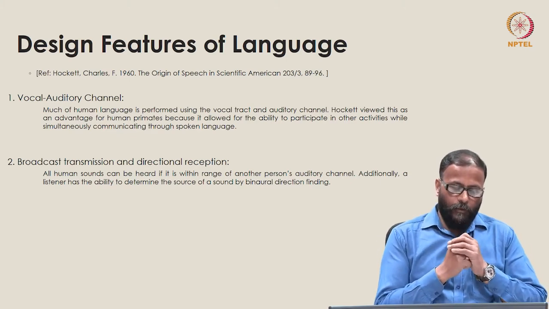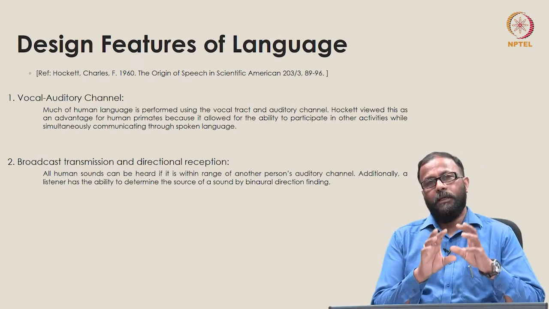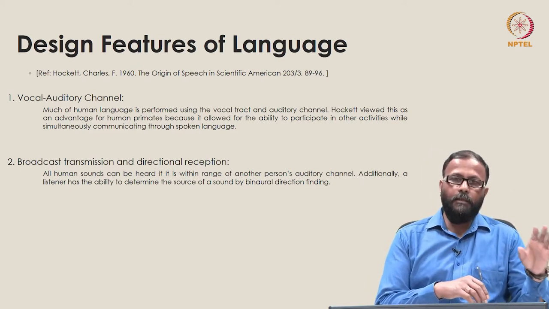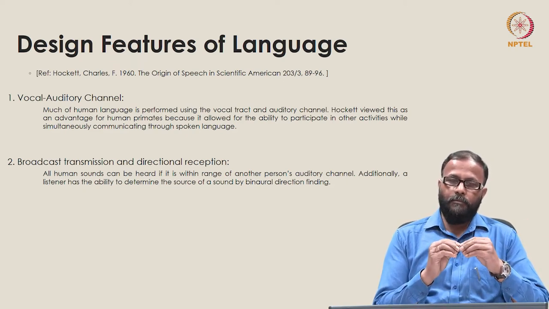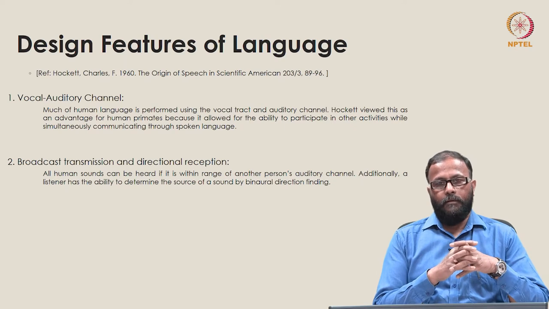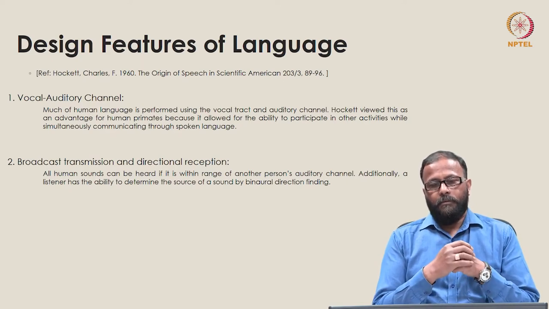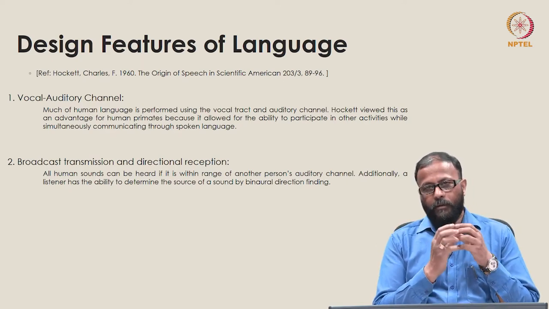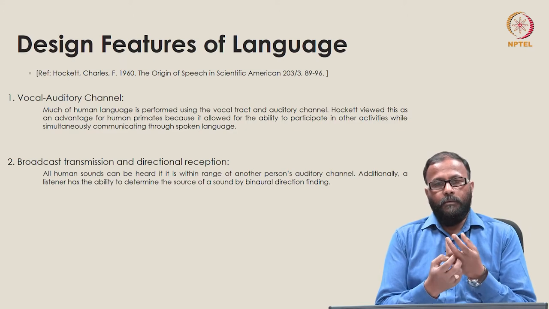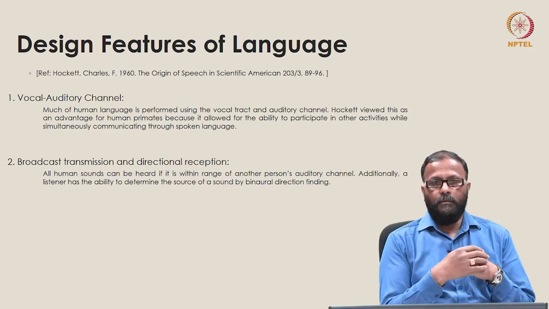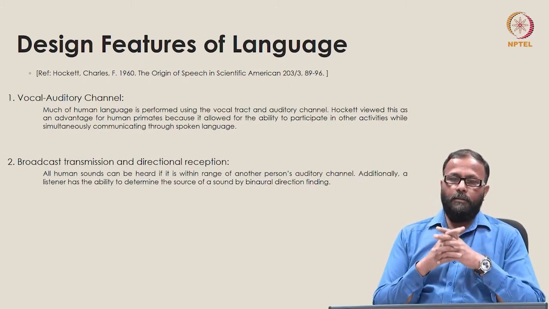Then the second one is broadcast transmission and directional reception. So all human sounds can be heard by any other person, any other human being, any other individual, if the sound is within the range of reception. Right. So we can hear any sound produced around. Directional reception means that we have a binaural direction finding ability. Right. So when you produce sound, it is received in all directions. And you also receive sounds from all directions.